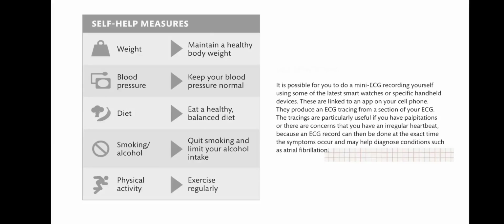It is possible for you to do a mini ECG recording yourself using some of the latest smartwatches or specific handheld devices. These are linked to an app on your cell phone and they produce an ECG tracing from a section of your ECG. The tracings are particularly useful if you have palpitations or there are concerns that you have an irregular heartbeat, because an ECG record can then be done at the exact time the symptoms occur and may help diagnose conditions such as atrial fibrillation.